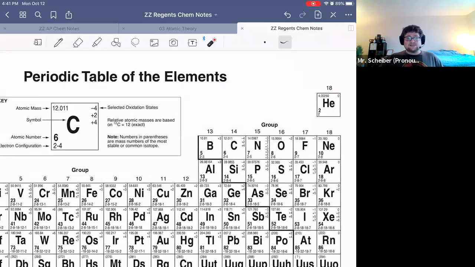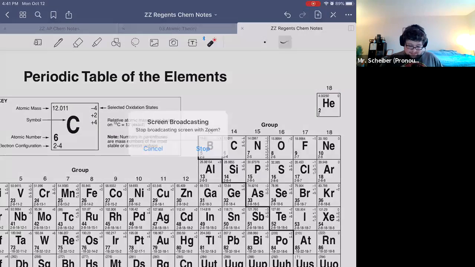So that is percent abundances and average atomic mass. So now hopefully you know a little bit more about why the numbers on the periodic table are all decimals.